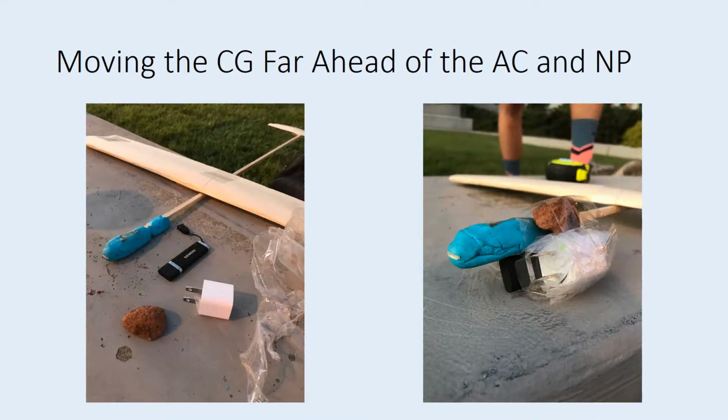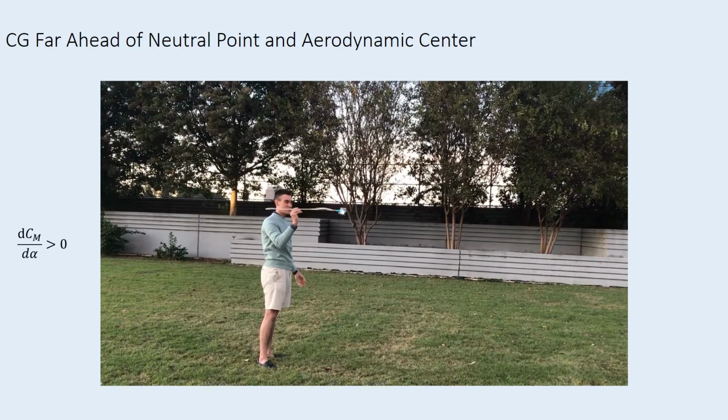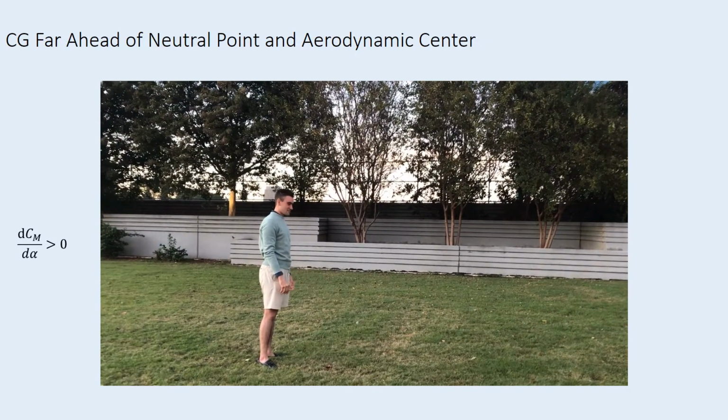In order to move the CG forward, mass had to be added ahead of the current CG. To do this, we gathered some advanced materials we had on hand. We then attached this bundle of weights with a next-generation adhesive called packaging tape. With the CG now moved forward, we can demonstrate what happens when the CG is far ahead of the aerodynamic center and neutral point. The plane pitches down immediately and crashes.